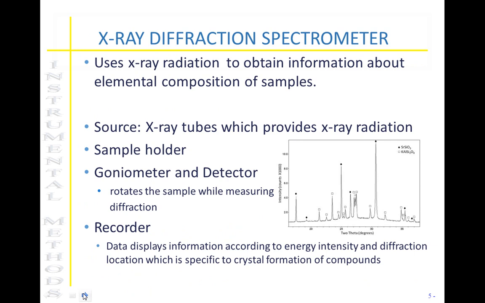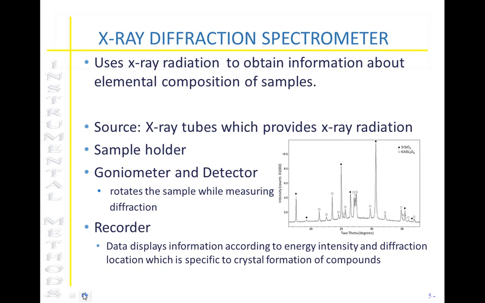There is also an X-ray diffraction spectrometer that also uses X-ray radiation and can give you information about the elemental composition of samples. This is a little more specific information. Besides just the elemental composition, it also gives you information on the characteristics of the crystalline properties of that sample itself. But it also uses an X-ray tube to provide the X-ray radiation energy.